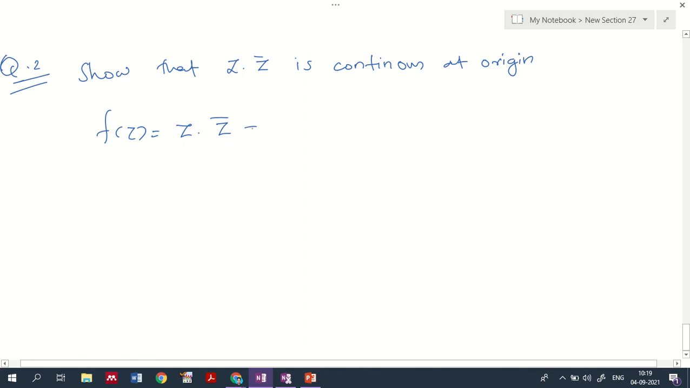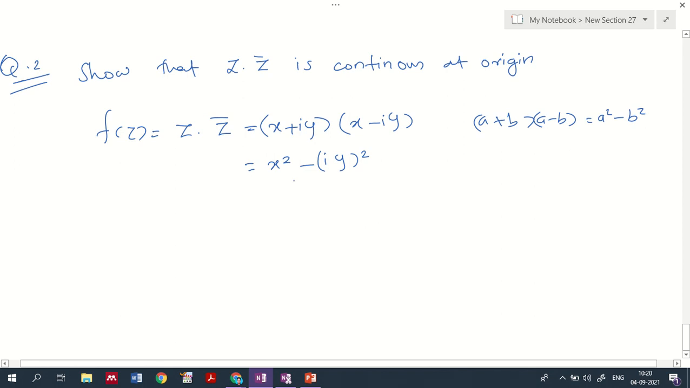So that is equal to what? This is equal to x plus iy into x minus iy. So we can write like this, that is I'll be getting x square minus i square y square, because we know that a plus b into a minus b is equal to a square minus b square. But that relation we can directly write like this. So x square minus i square y square, because i square means minus 1, sorry, this will be plus 1. Okay, x square plus y square will be the corresponding representation.